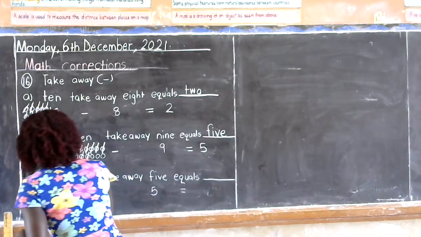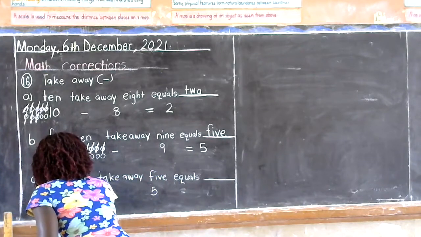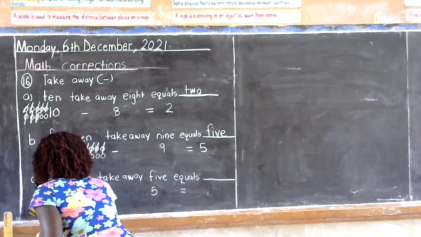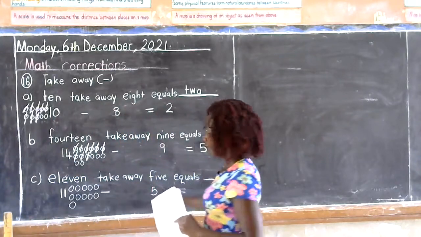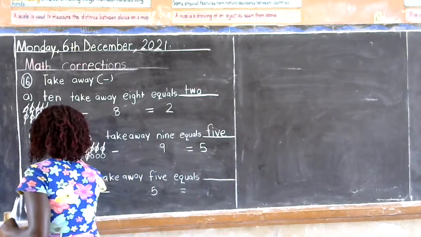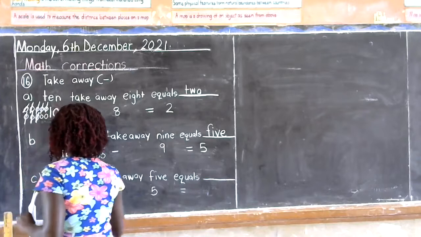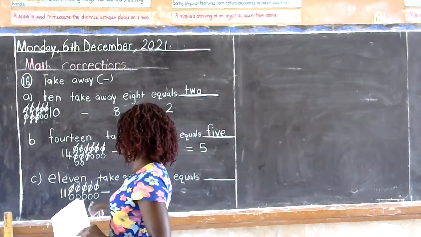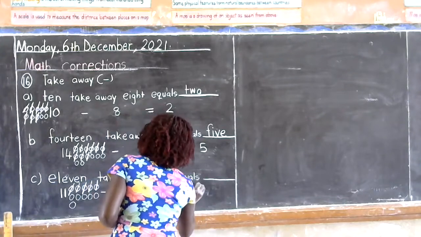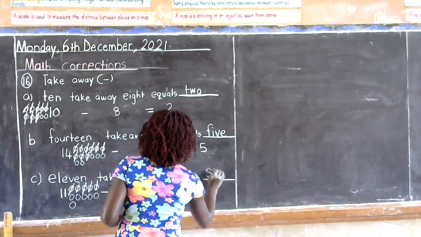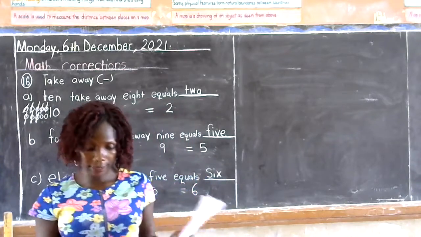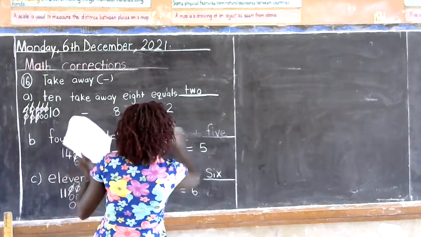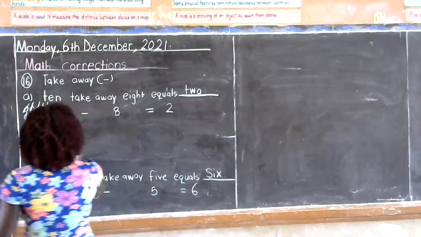balls on number 11: 1, 2, 3, 4, 5, 6, 7, 8, 9, 10, 11. We are going to cross how many? 5. And we cross them: 1, 2, 3, 4, 5. We count the remaining: 1, 2, 3, 4, 5, 6. The answer is 6. We also write it here in words. That's how we are supposed to show the working. Okay? Yes, I know you've got it now. Next time, we will show the working. Okay? Good.